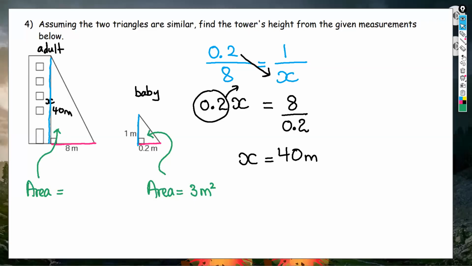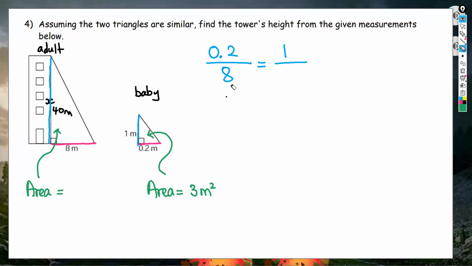All right, so let's work out this question here. The area of the small one is 3 meters squared, and we're trying to find the area of the larger one, right? Like I said, I needed the space here. Now, how many times did the sides get longer?